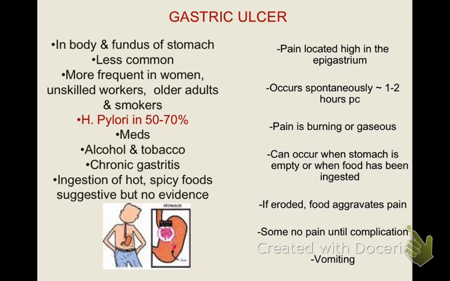Gastric ulcers are less common than duodenal ulcers. And then with gastric ulcers, most of your incidence is going to be in people over 50, so your mortality rate is greater than duodenal ulcers.